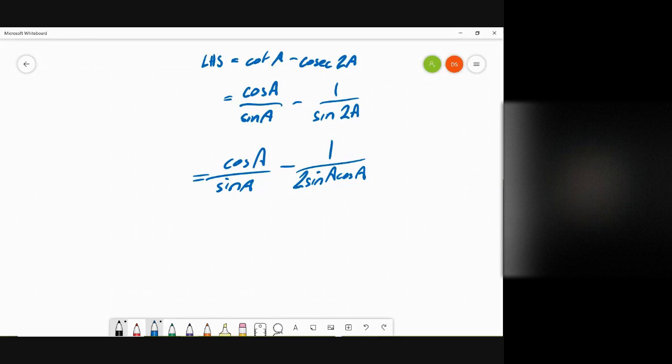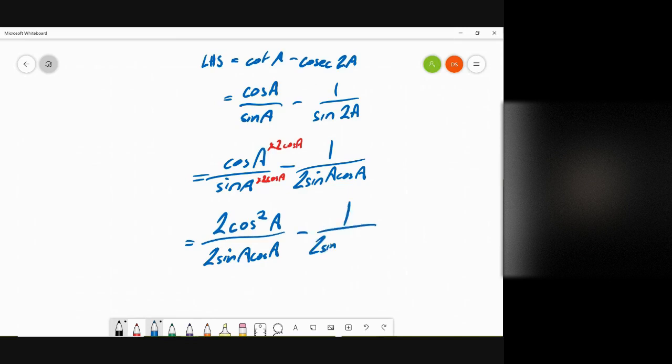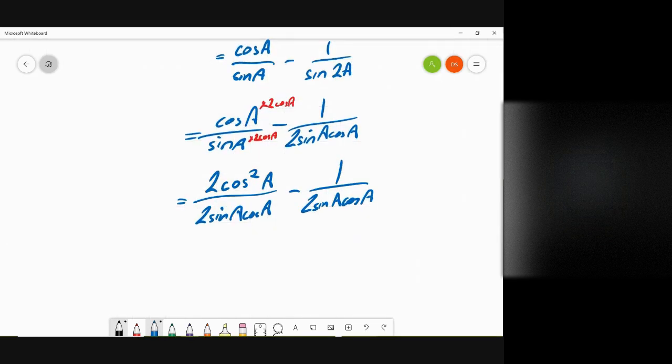How do I make the left-hand side the same as the right-hand side? The left fraction have the same denominator as the right fraction. Multiply it by 2 cosine A. Yeah, so multiply by 2 cosine A times by 2 cosine A. And so then we'll have 2 cosine squared A over 2 sine A cosine A minus 1 over 2 sine A cosine A. Now what can I do? Same fraction. Yeah. 2 cos squared A minus 1 over 2 sine A cos A.